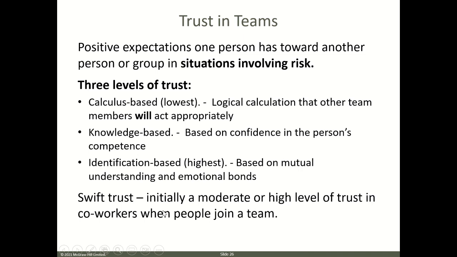Next we have swift trust. What is swift trust? This is an initially moderate or high level of trust in the coworker when people join a team. At the very beginning, when they join the team, there will be some trust. The trust builds automatically. That comes from the subconscious mind of the people, so that we can trust each other. That person is trustworthy, right?